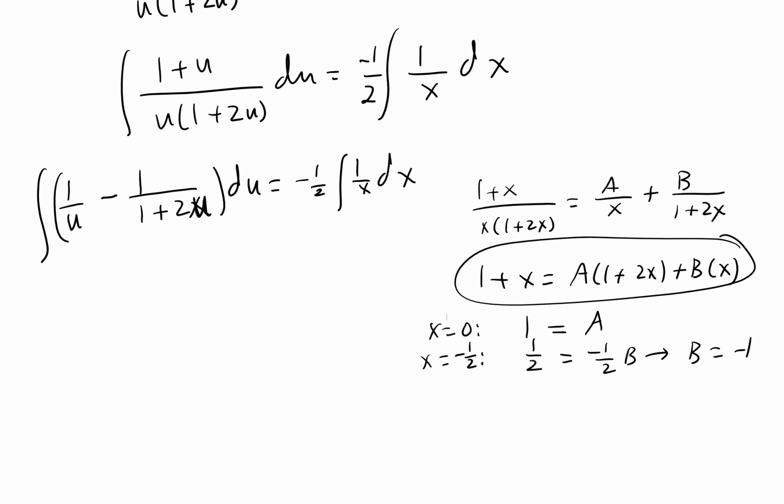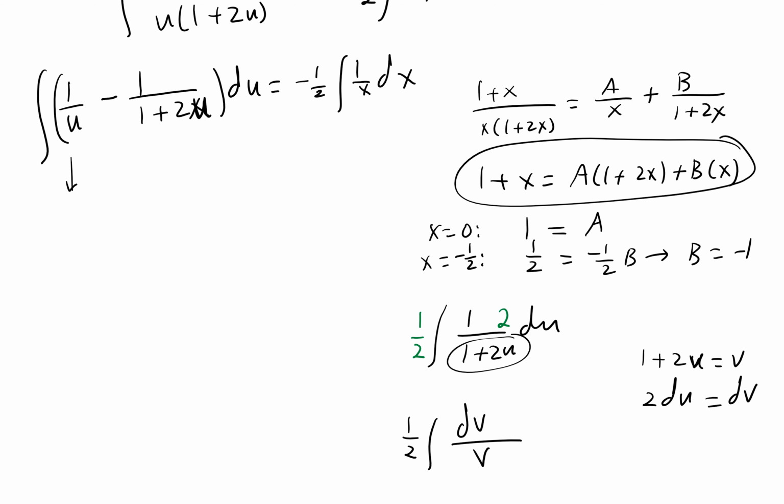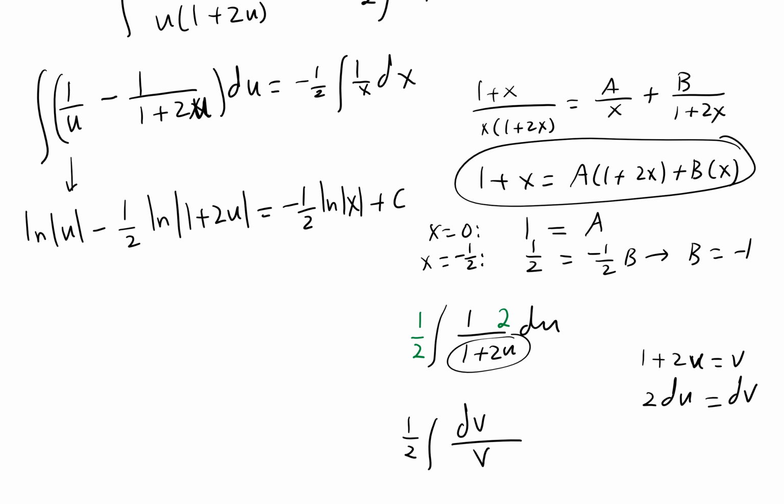So now, to integrate this one, it's easy to do so. It's natural log of absolute value of u. But to integrate the other one, you can take the denominator to be, let's say, v. So 2 du is dv. So for dv, you need a 2 here and a 1/2 out there. So it's a 1/2, on the top is dv over v. So natural log of absolute value of u minus 1/2 natural log of 1 plus 2u equals negative 1/2 natural log of absolute value of x plus c.